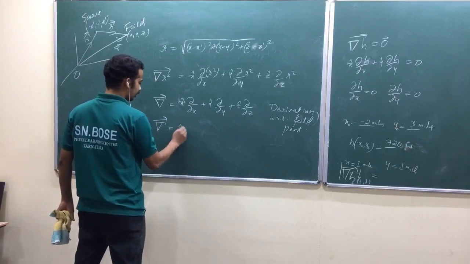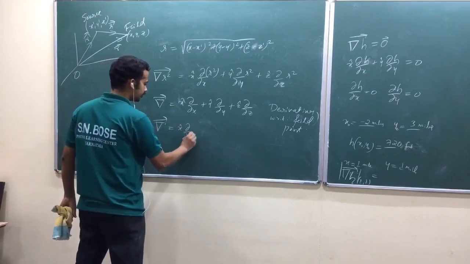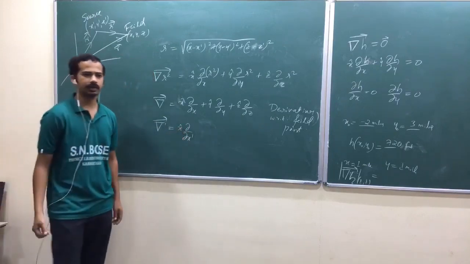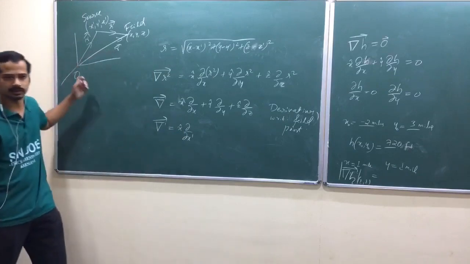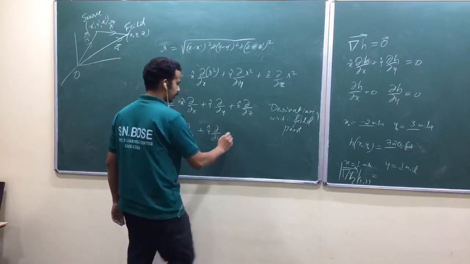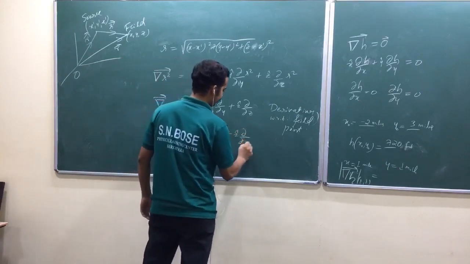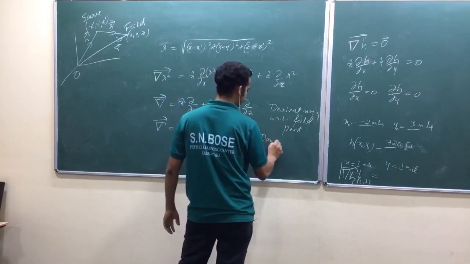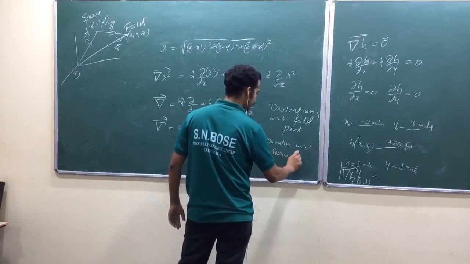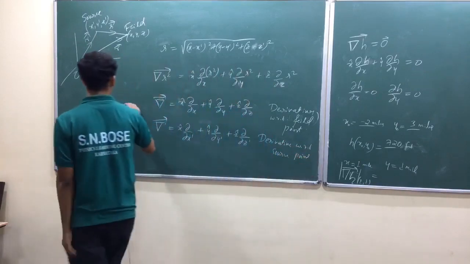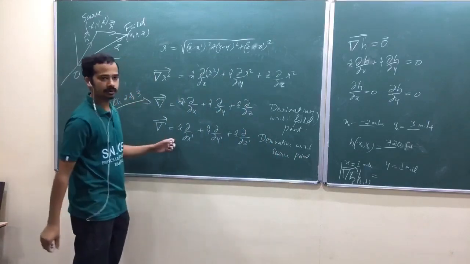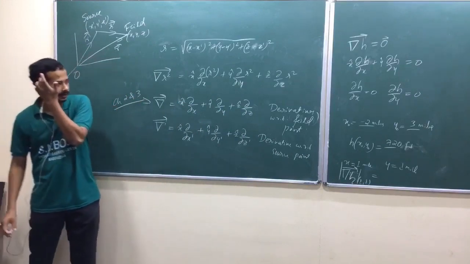What is this one? X cap dou by dou x prime. I think you don't have to put prime here, okay? Because once you choose the origin, that x cap, y cap, z cap will not change. That's your choice here. So now, plus y cap dou by dou y prime plus z cap dou by dou z prime, derivative with respect to source point. In chapters 2 and 3 we will talk about the earlier one. We will never talk about this one.